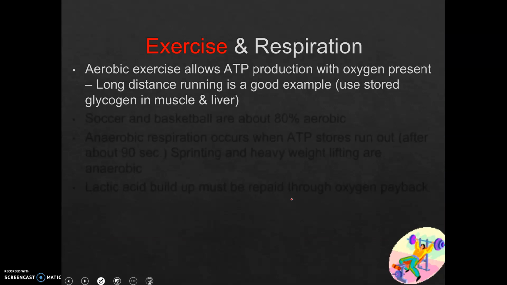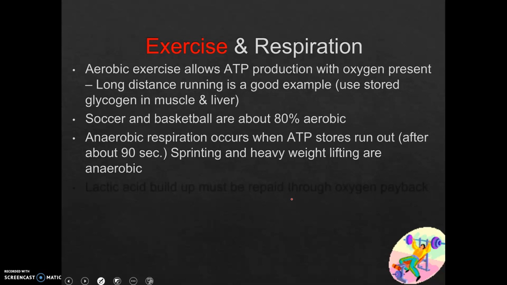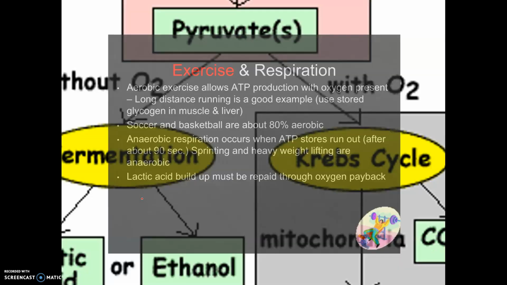Aerobic respiration is when you're making your ATP with oxygen. So like long distance running, you use glycogen from your liver and muscle, which breaks into glucose, and then you resort to fat after that. Soccer and basketball are pretty much aerobic. Anaerobic, that's what happens when you run out of oxygen in your muscles, and that's where you feel that burn in your muscles. So sprinting, heavy weightlifting. At the end, that's why you're supposed to cool down, because your body will get rid of that lactic acid. Once you get oxygen there, it'll reverse everything. But if you don't cool down, a lot of times you'll end up with muscle soreness.